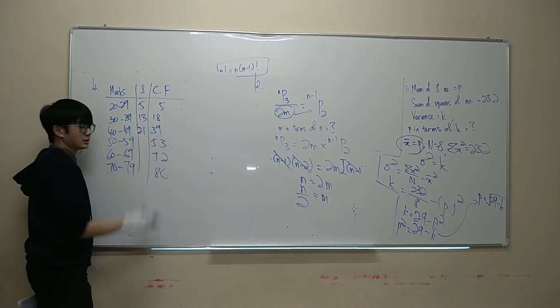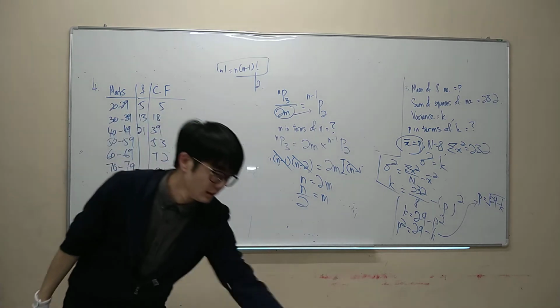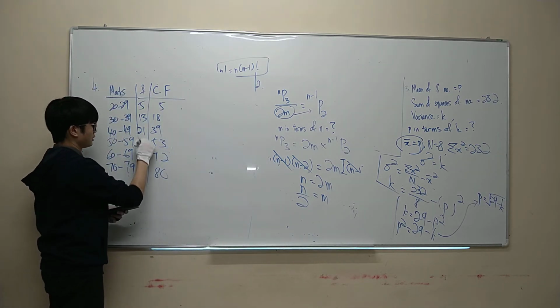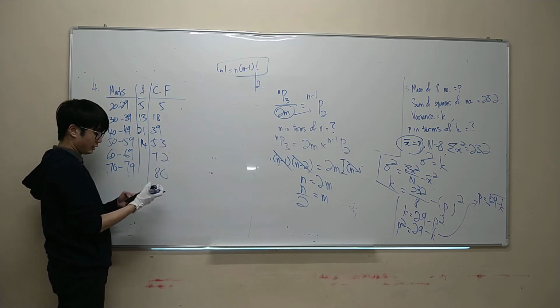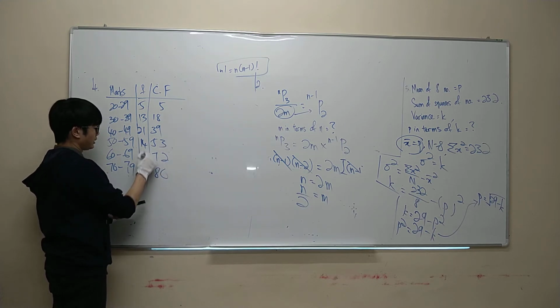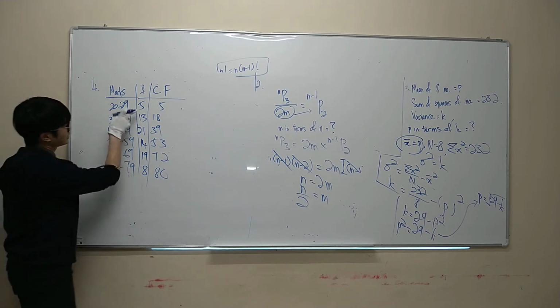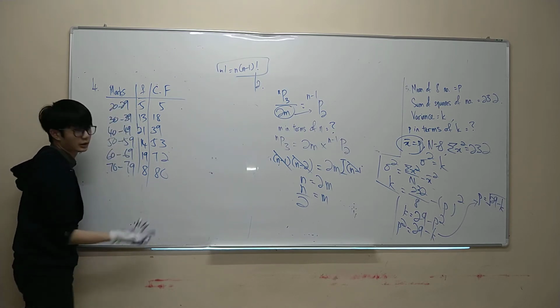Alright? And then 53 minus 39, you can use your calculator. So 53 minus 39 is 14. And then 72 minus 53 is 19. And then 80 minus 72 is 8. Okay? And you can double check and see. After you add all of it, you will get 80.